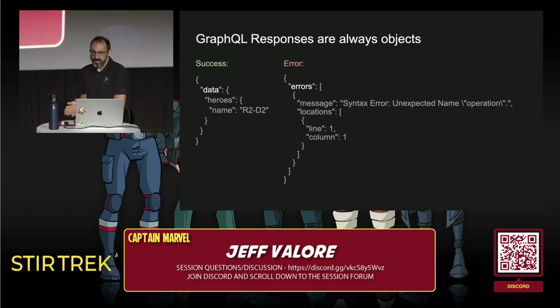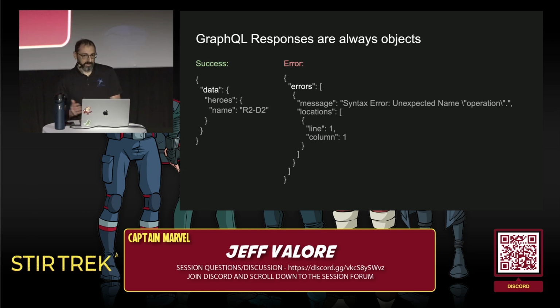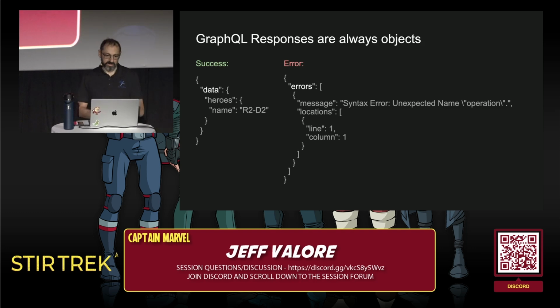GraphQL, if you've been in that space, does this, I would say, correctly. Whether it's successful or an error, you get back an object. You'll either get a data field or an errors field, but it's at least always an object. And even without looking at the response code from the HTTP responses, you can tell what's a successful message, what's an error. It's easy to programmatically handle these things.